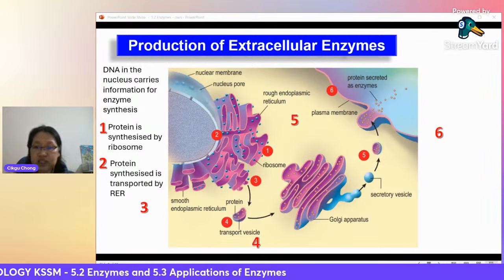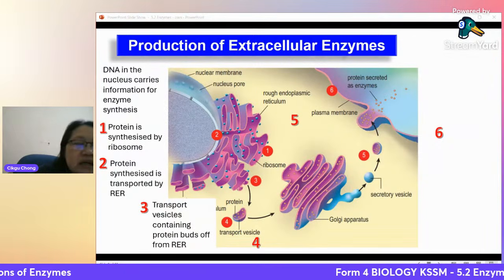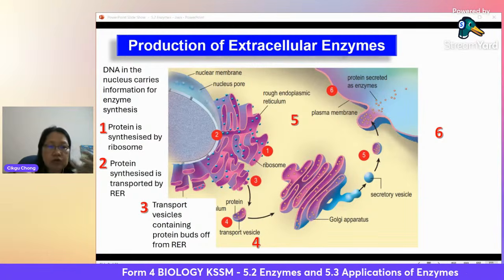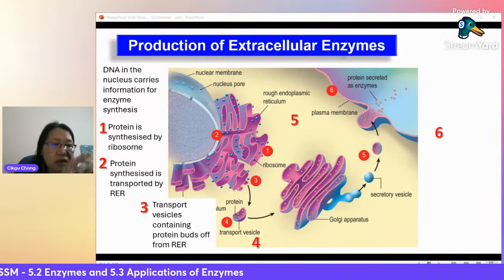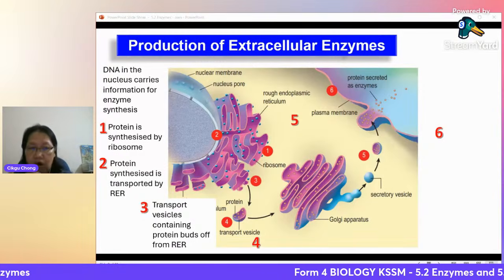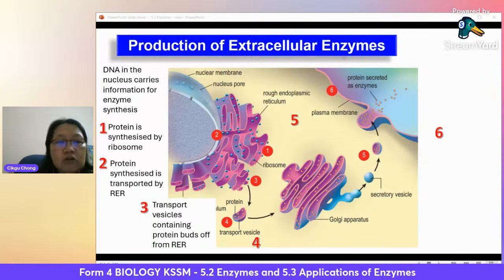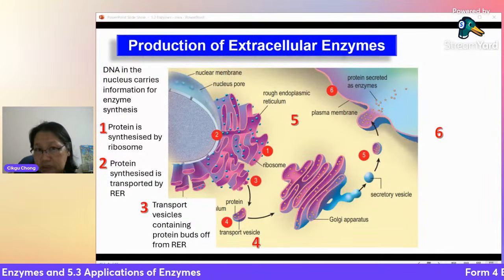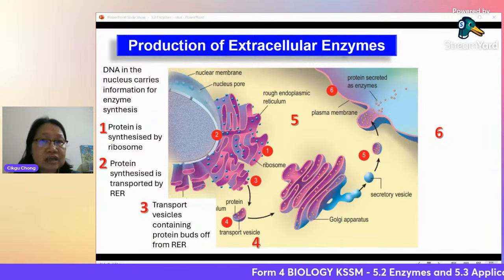Then once it comes to the edge, what happens is, number 3, you will find little vesicles will bud off. It will pinch off from the RER, and it will contain the protein, not enzyme. Okay, now where is it going to go? These are called transport vesicles that carry protein, which you cannot call enzyme yet, not yet finished. It's only halfway through the production.